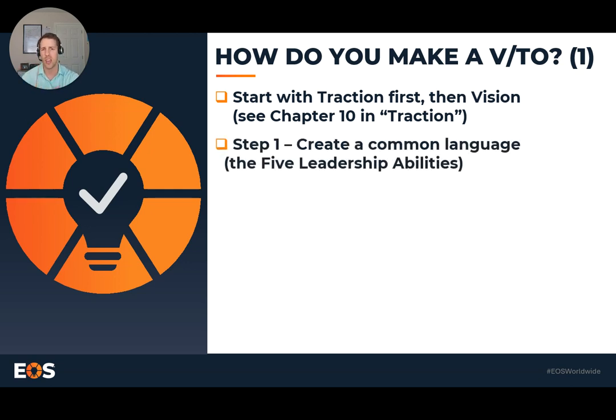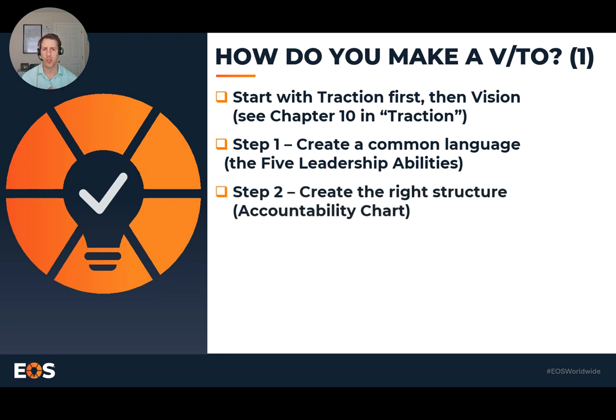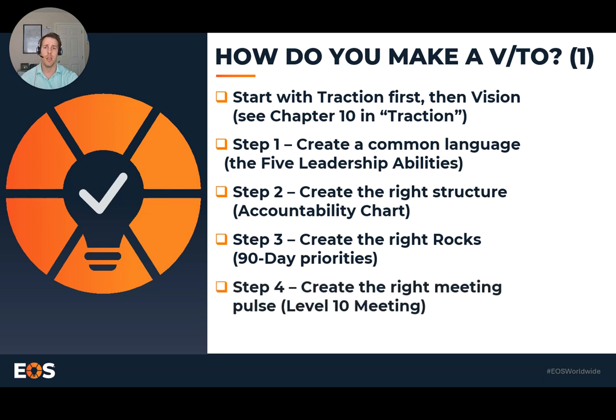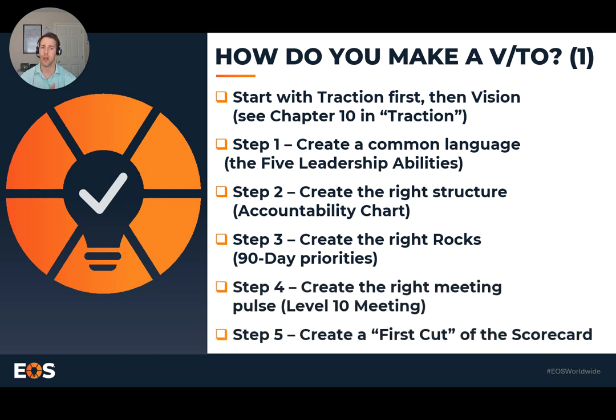The way to do that is you create a common language by understanding the 5 leadership abilities. Then create the right structure through the accountability chart. Then create the right rocks, so 90-day priorities. This is with your leadership team. And then create the right meeting pulse and ultimately create a first cut of the scorecard. If you focus on gaining momentum or traction first, the vision will follow, and you'll be able to actually have a more powerful session and opportunity to get a strategic view of the vision. And so instead of building the vision first, then traction, we take a traction first, vision second approach.